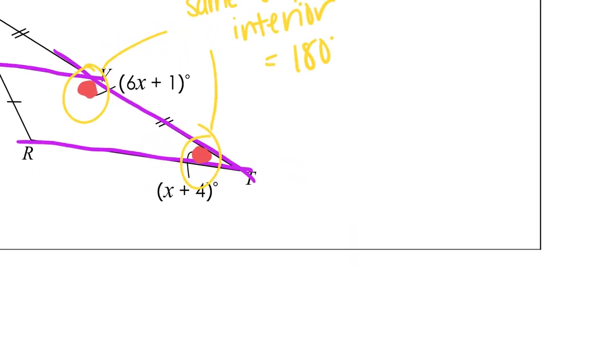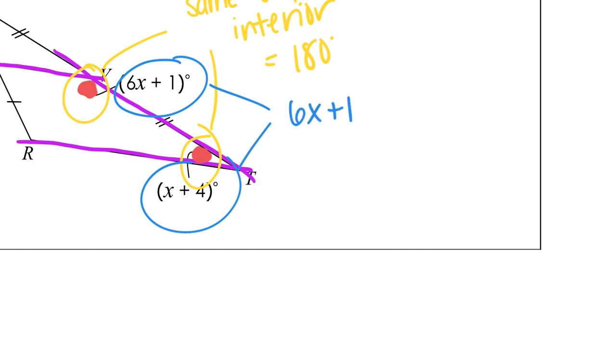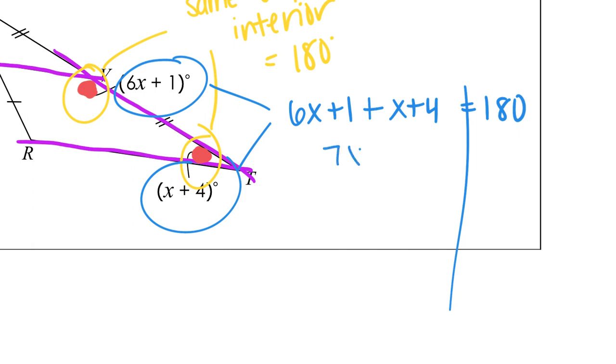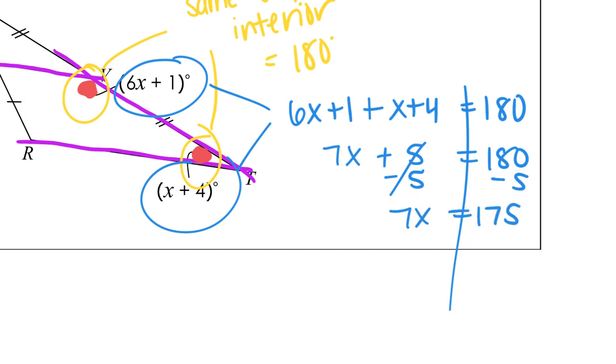So instead of setting these equal to each other, we're going to add them together and make it equal 180. So we can say 6x plus 1 plus x plus 4 equals 180. And then we'll just go ahead and solve this. When we combine our like terms here, we're going to get 7x plus 5 equals 180. And then we can subtract. We get 7x equals 175. And then once you divide, you're going to get 25 for x.